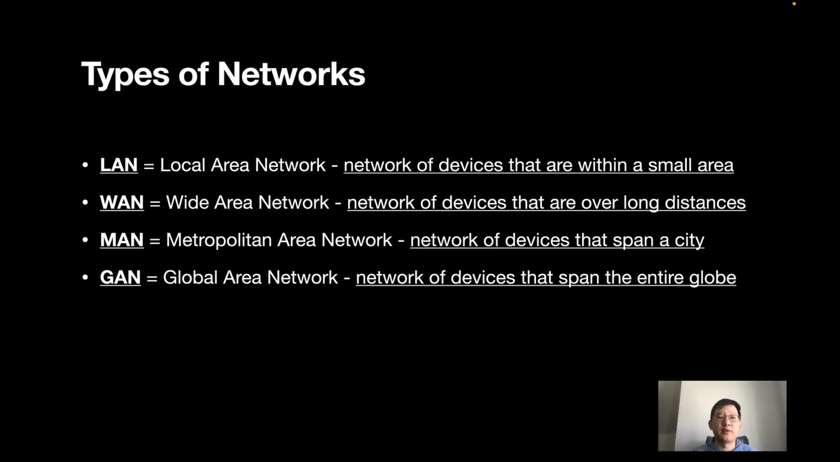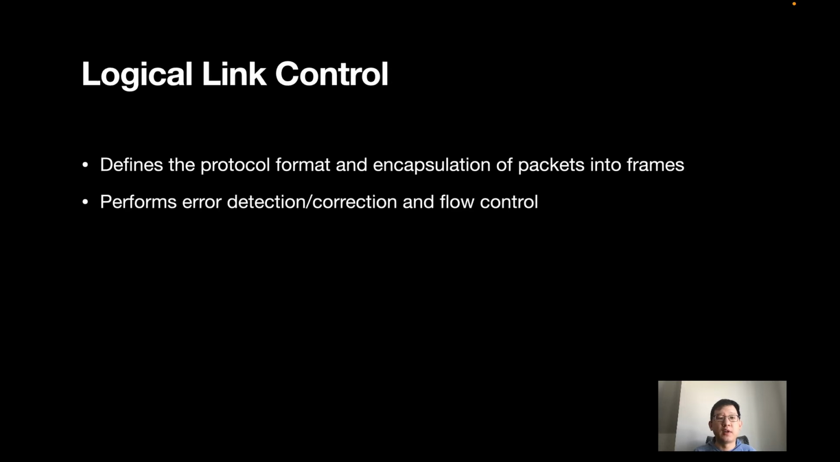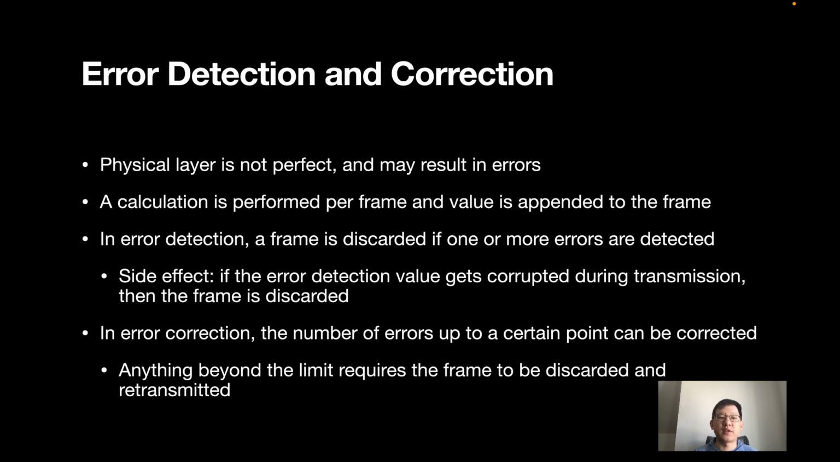And now let's get into the logical link control sublayer. The LLC sublayer defines the protocol format and encapsulation of packets into frames and decapsulation of frames into packets. Now, in this layer, you can also perform error detection and correction and flow control. In practice, flow control is not really used in this layer, so we're only going to talk about error detection and correction. Now, as we learned in the last video, the physical layer is not perfect and it may result in errors during transmission.